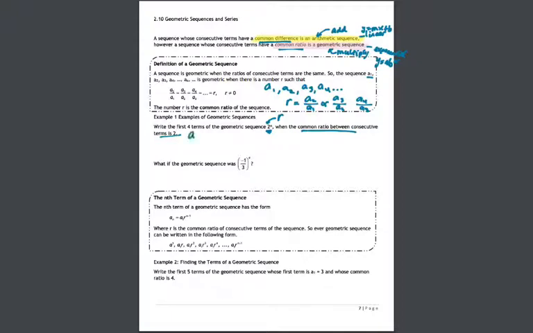So to get the first term, you're going to do 2 raised to the first power. You just replace n with 1, so you get 2. If we're going to write the second term, we do 2 squared, which is 4. The third term will be 2 cubed, which is 8. And then the fourth term will be 2 to the fourth, which is 16. So those first four terms are 2, 4, 8, and 16. And hopefully you can see that you can get from one to the next by multiplying by 2 each time, which is what makes it geometric.